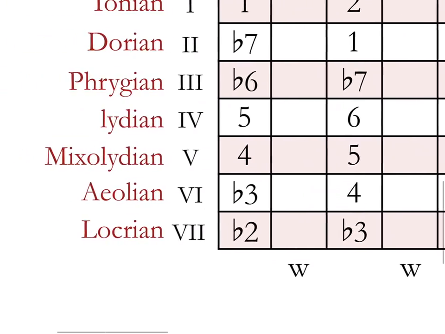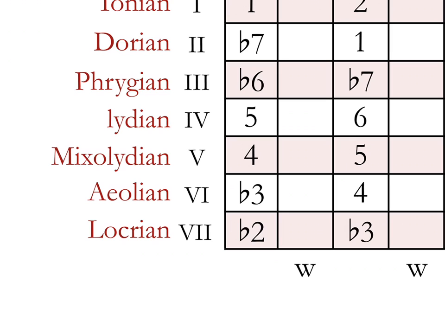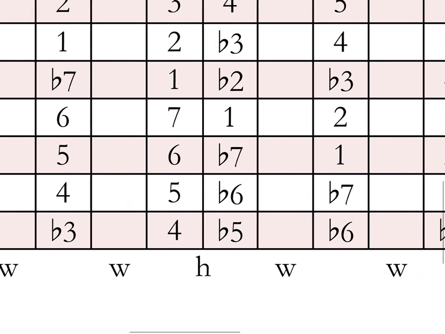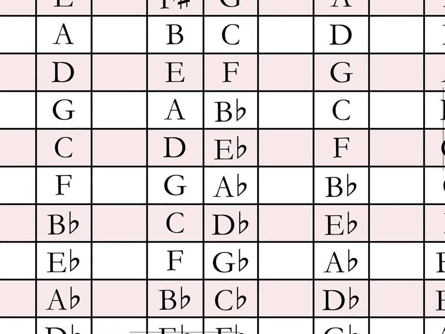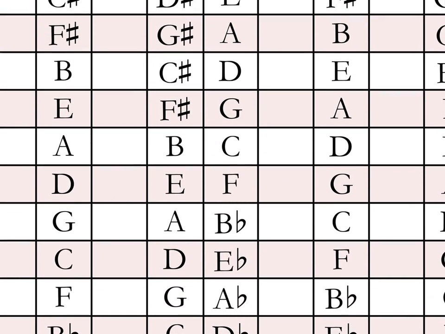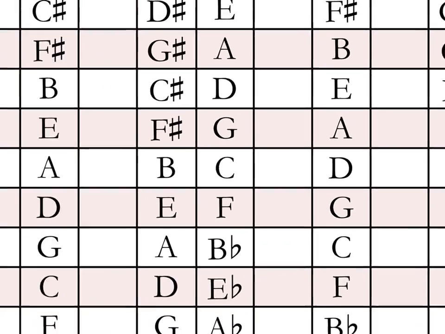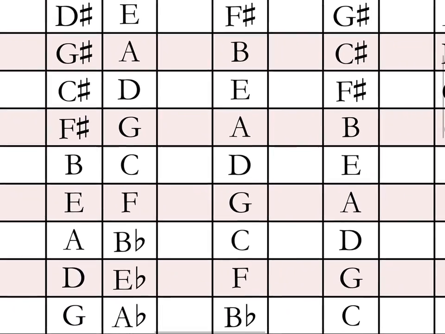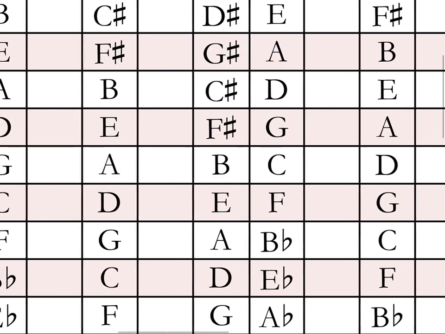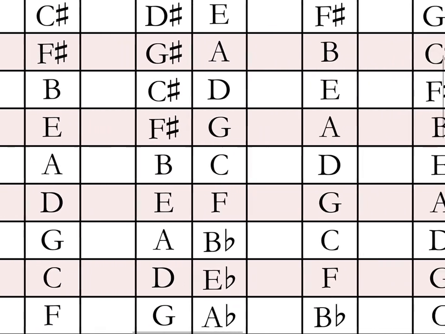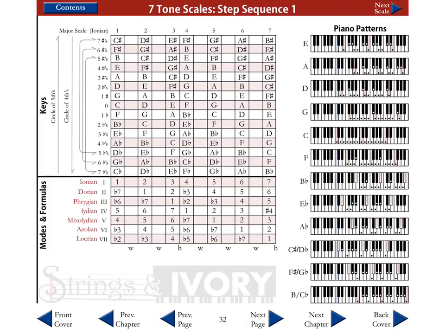Or let's say you wanted to be in a Mixolydian scale, and you find your first degree, and you wanted to be in the key of D, you would find D, and you would move to the right still: D, E, F sharp, G, A, and B, and that would be your D Mixolydian.